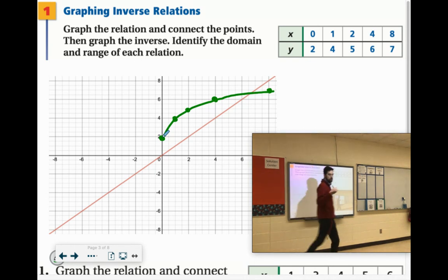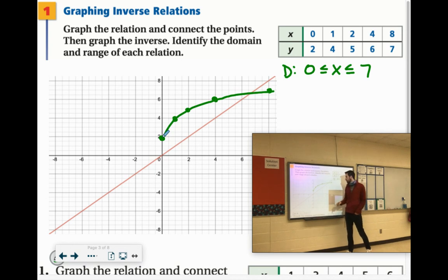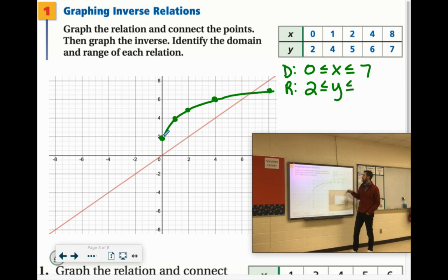Now, domain, remember, is all our x values. So our domain, our lowest x value is 0. So we can say 0 is less than or equal to x, which is less than or equal to our highest value for the x's, which was 7. As far as the range goes, our y values, the lowest y value was 2. 2 is less than or equal to y, and our highest y value was 7. Whoops, I put 7 for the x's, but that should have been 8.